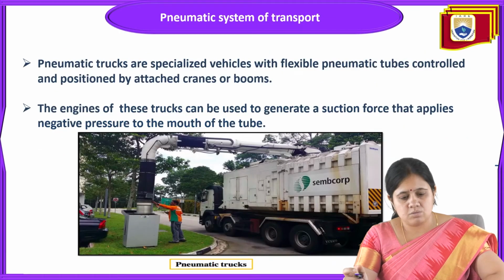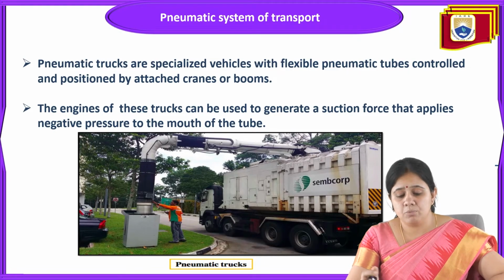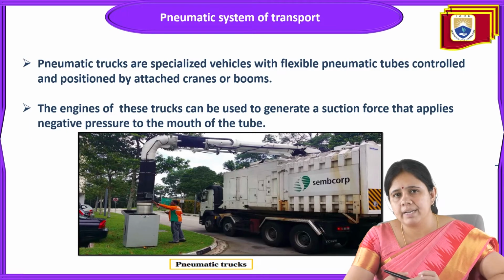And next is the pneumatic system of transport. These trucks are specialized vehicles with flexible pneumatic tubes that are controlled and positioned by attached cranes or booms. The engine of this truck can be used to generate a suction force that applies negative pressure to the mouth of the tube. In this way, the force will work, and the waste is automatically collected inside the truck.